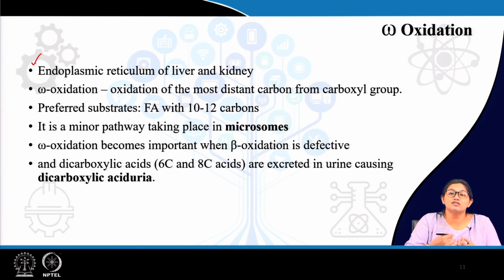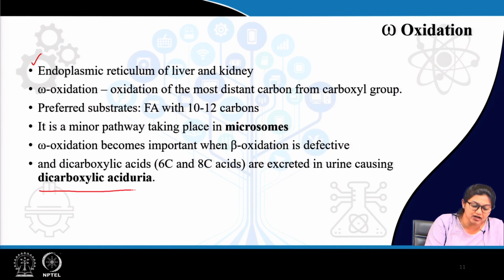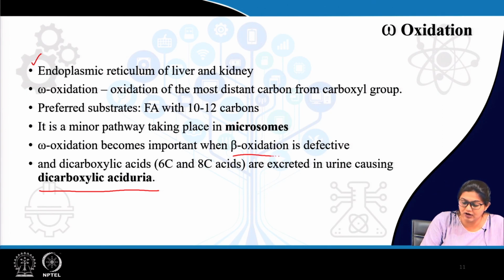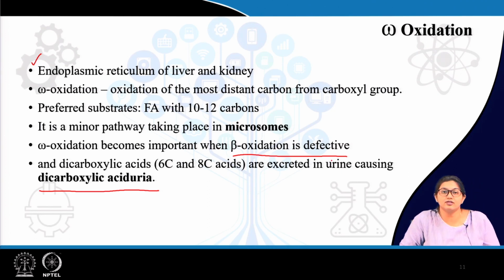But the omega oxidation process is exaggerated when the beta oxidation is defective. And what is the fate? There is dicarboxylic aciduria. So, how this dicarboxylic aciduria occurs when beta oxidation is defective, we will discuss via the enzymatic reactions of omega oxidation.